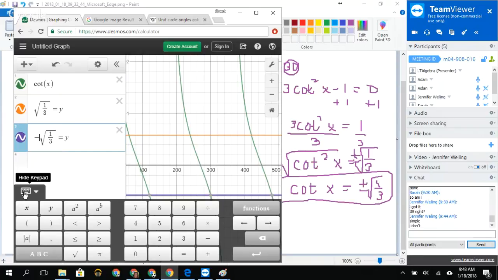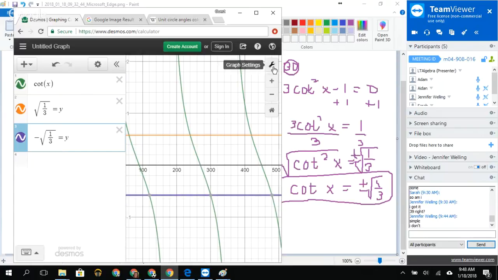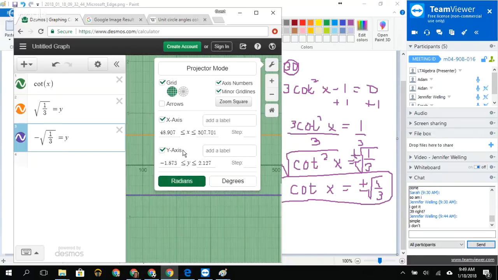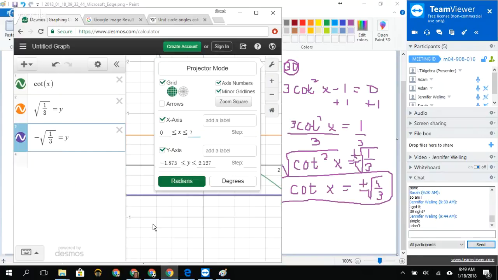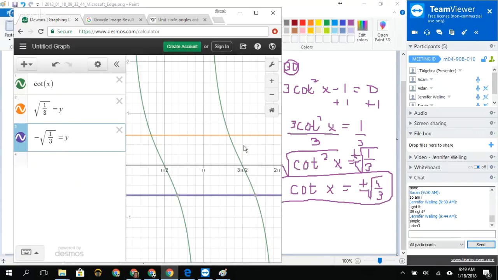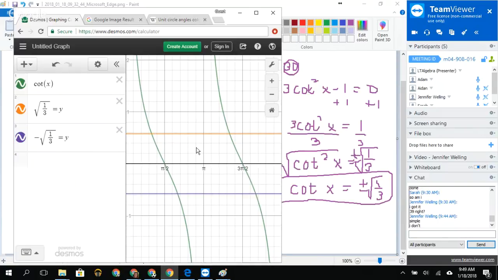I notice that when I'm looking at my graph here, I'm still in degrees. So after you do basically 7 through 12, go back to radians. And then my axis is all crazy. So we're going to go from 0 to maybe 2 pi, and we'll step by pi. Let's see how our graph looks. Okay, so I have my graph.